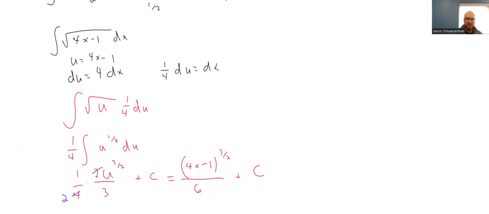Our next problem is 1 over cosine squared 2x dx. Now you can't really use U substitution. But this one is a nice trig identity. 1 over cosine is secant. So 1 over cosine squared 2x is secant squared 2x.